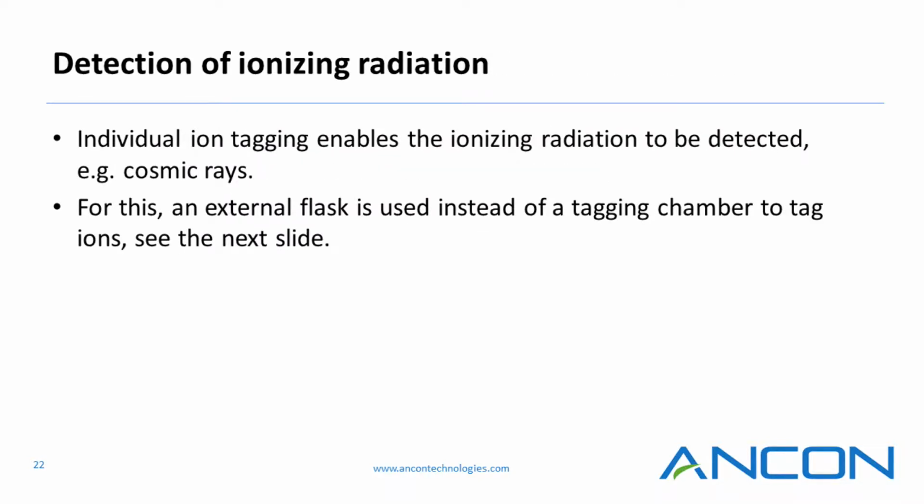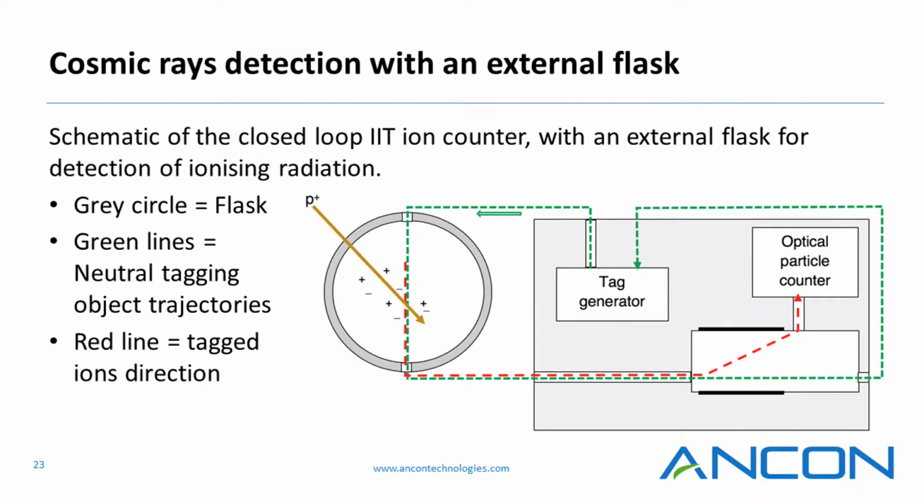When used for the purpose of detecting ionizing radiation, such as cosmic rays, the IIT concept enables the ionizing radiation to be detected. Cosmic rays form ions in the air. If the air is filled with neutral tags, then the ions formed will be tagged, as we described earlier. This schematic demonstrates the closed-loop IIT ion counter with an external flask for detection of ionizing radiation. The neutral tagging object trajectories are shown with dashed green lines. The flask is shown with a thin-walled grey circle, and the dashed red line indicates the direction of the tagged ions.